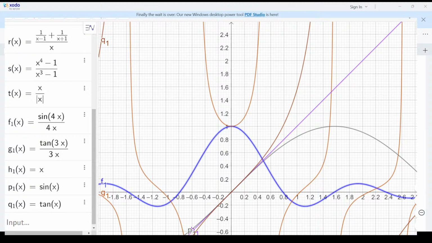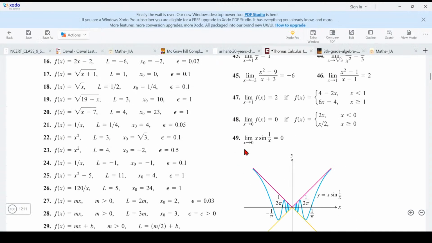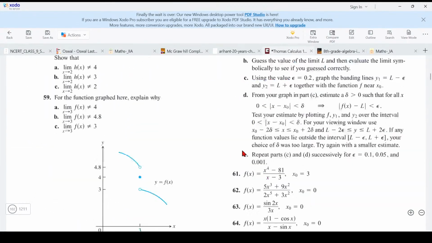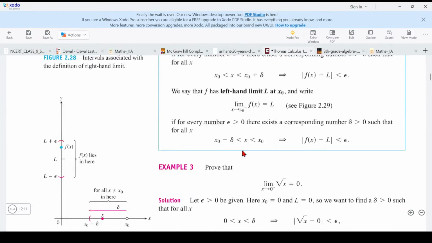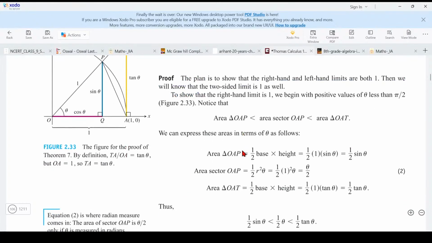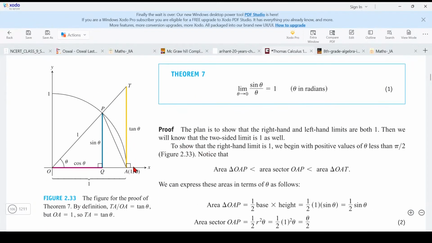So this is important. Another proof of this is, let's say you take a small circle, a circle of radius 1.